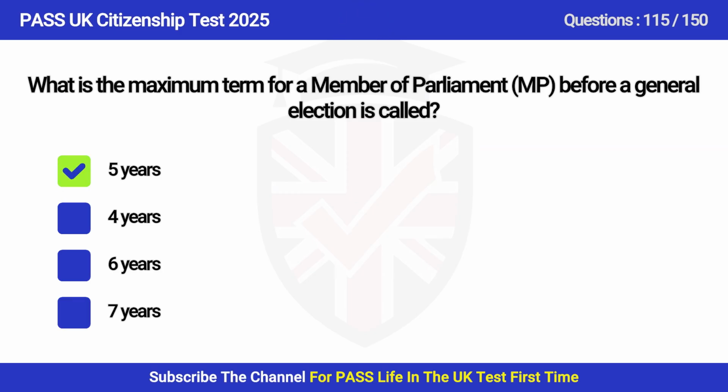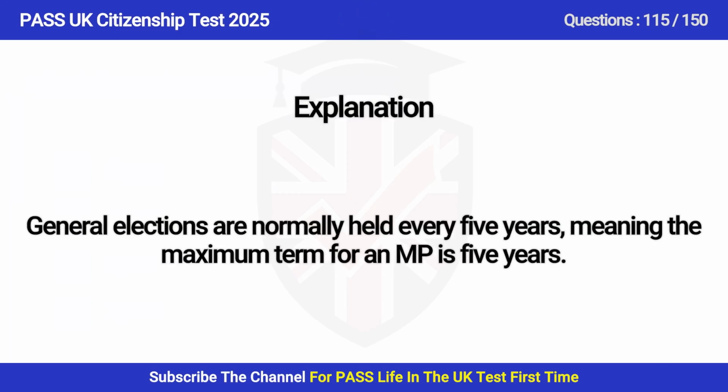Answer is A. 5 years. General elections are normally held every 5 years, meaning the maximum term for an MP is 5 years.